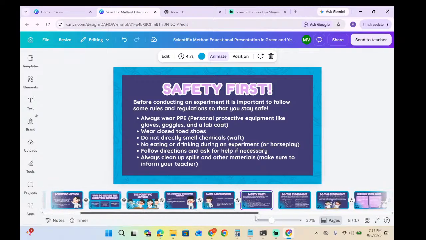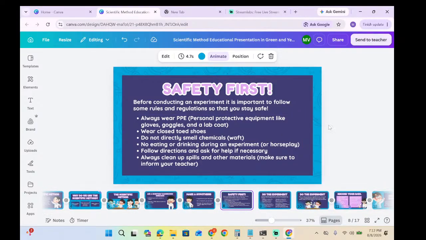So when conducting your experiment, let me repeat the steps. So far, we talked about the first is asking a question, doing background research, then making a hypothesis based on what you research or what your question is about, and then you're going to go into the experiment. But before we do the experiment, it's always important to have our safety first.